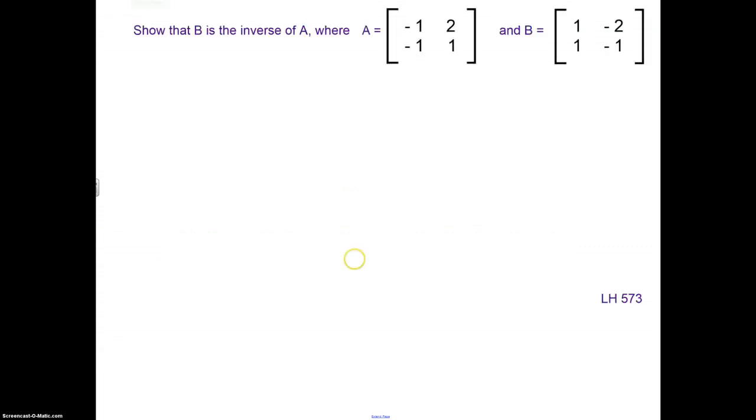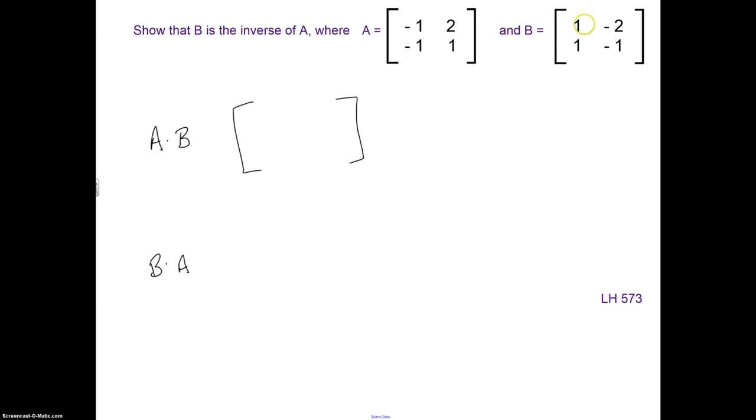Okay. So we want to show that B is the inverse of A. What we need to do is go ahead and multiply these out. Now we could do this on the calculator, or we can do it manually. I'm going to do it manually real quickly. I need to multiply A times B, and I also need to multiply B times A. All right, let's do A times B. It's going to be a 2 by 2 matrix. It's going to be across and down.